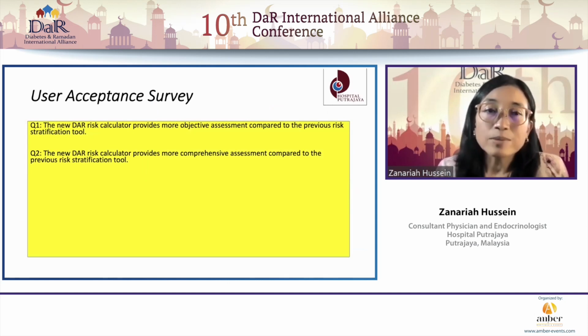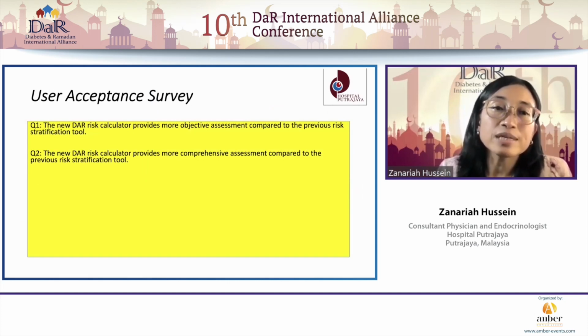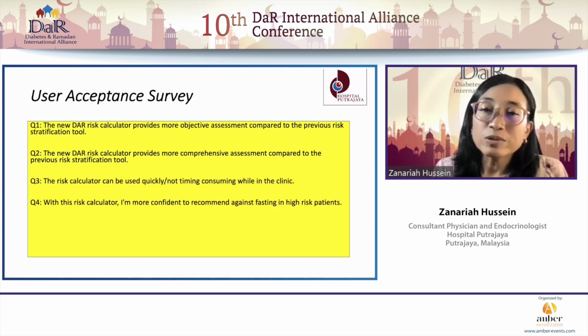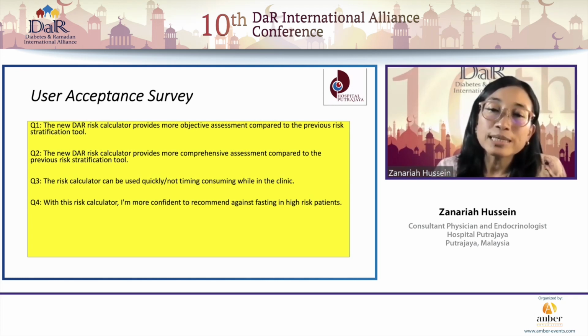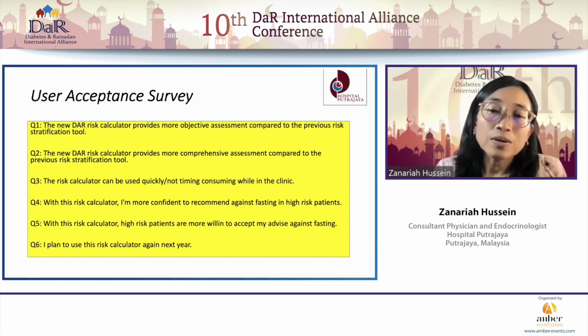The user acceptance survey looked into the physician's perspective of how they knew the risk calculator provided them with a more objective assessment compared to the prior risk stratification tool, and also how easy and convenient it was to use in a busy clinic, and whether they were confident to actually use the risk stratification and the recommendations that followed, and also to see whether their patients were willing to accept their advice if they had to advise them against fasting, if the risk stratification was moderate or high risk, and whether they would be keen to use the risk calculator subsequently in the following Ramadan.